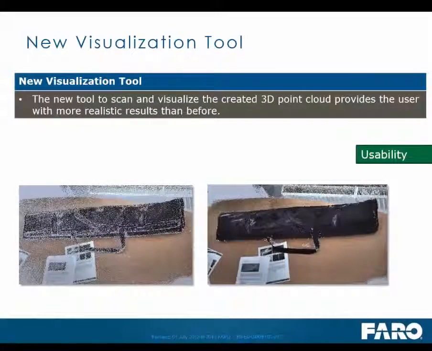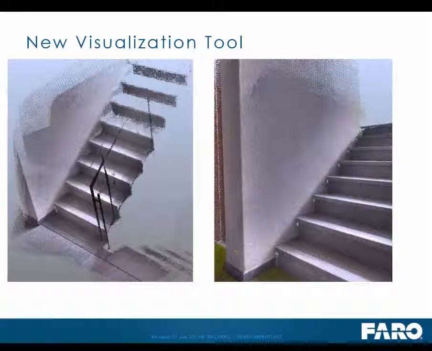We now have a new visualization tool where we can turn on or off interpolation. So the new tool allows you to create more realistic results than before. As you can see in this example, we've got a denser point cloud on the right hand side where more data has been captured with the interpolation mode turned on.